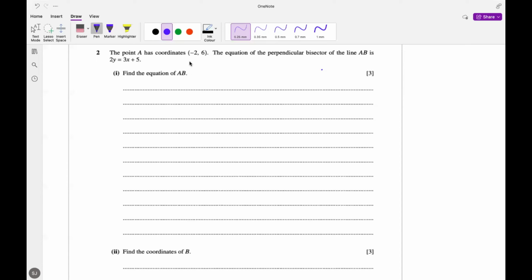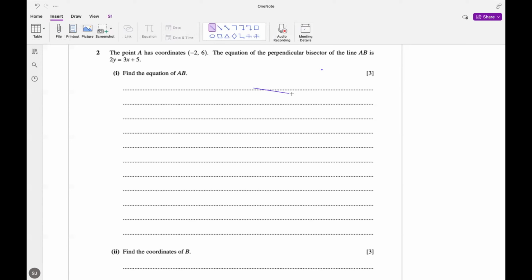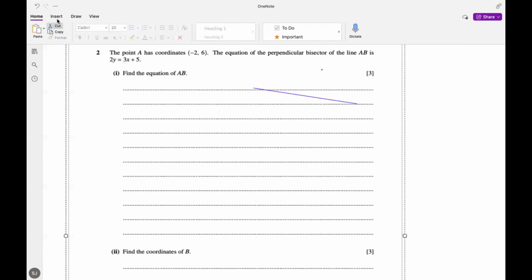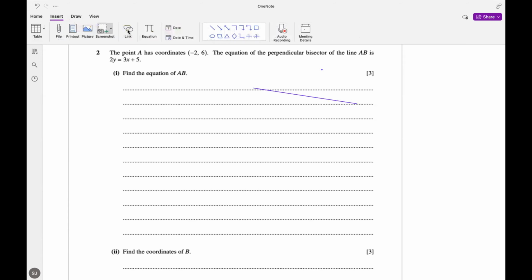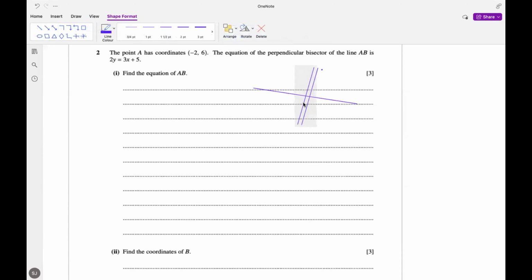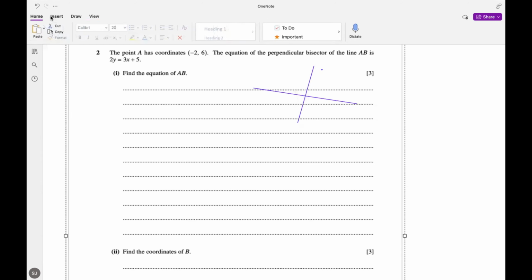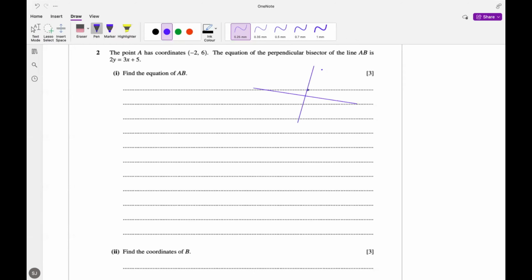In question 2, we have a point A that has coordinates (minus 2, 6). The equation of the perpendicular bisector of the line AB is given as 2y = 3x + 5. We have to find the equation of AB. Now let's say we have a line AB, the perpendicular bisector will be passing exactly through the center of the line AB at an angle of 90 degrees.